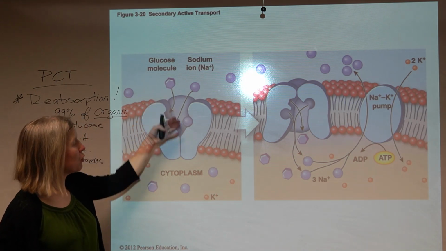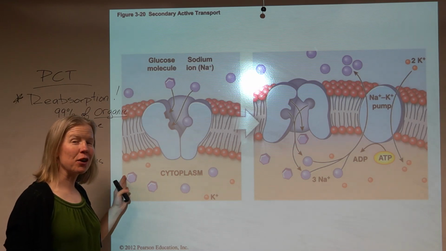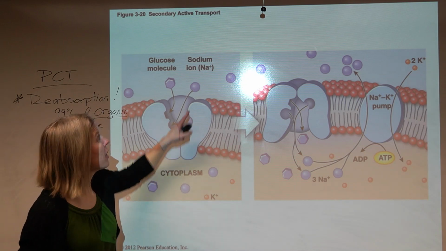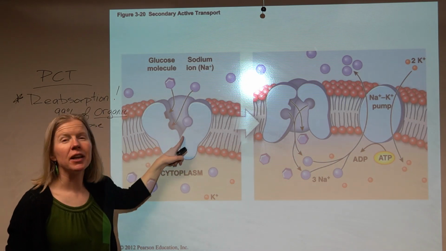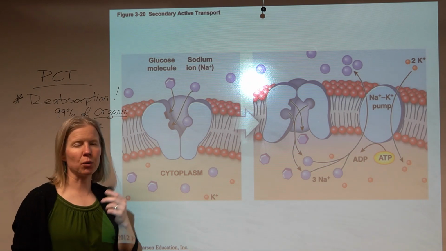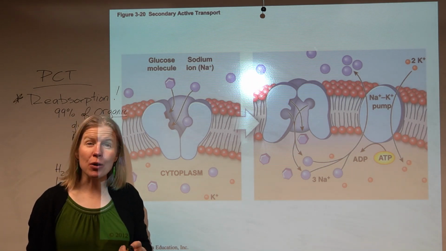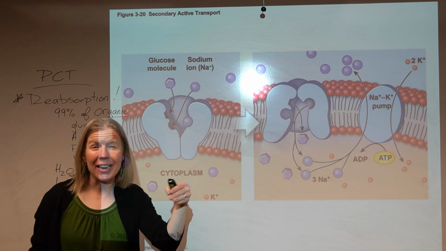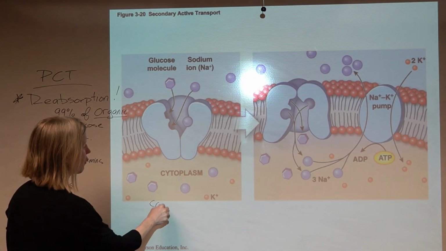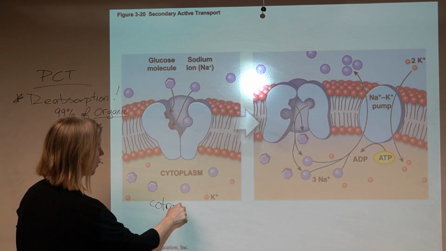actually, in this case, move glucose against its concentration gradient without technically using any ATP, because sodium is moving down its concentration gradient. So as long as one of these ions, one of these molecules, is moving down its concentration gradient, we can kind of sneak the other one in, right? And so this is what they refer to as co-transport.